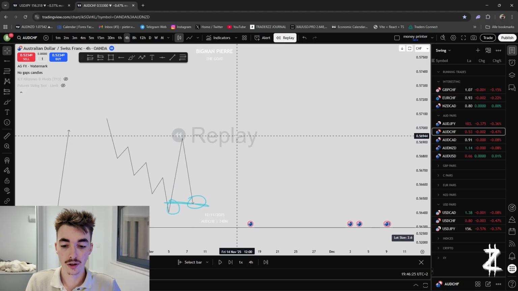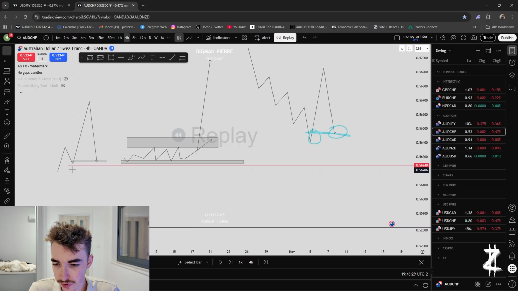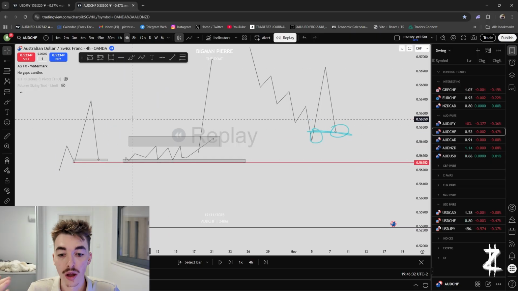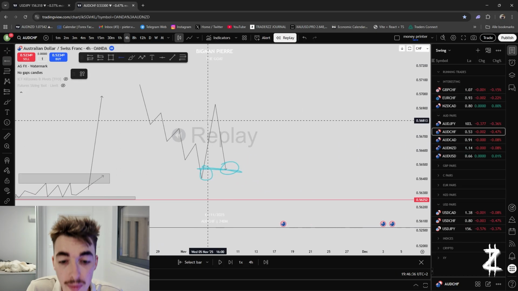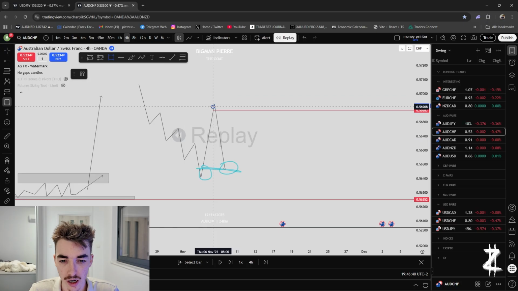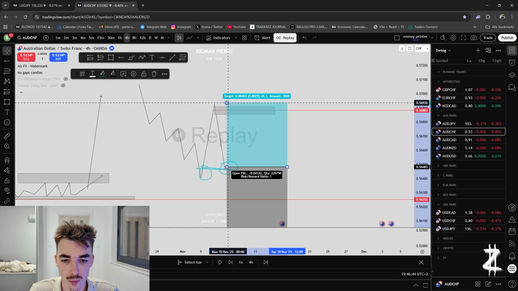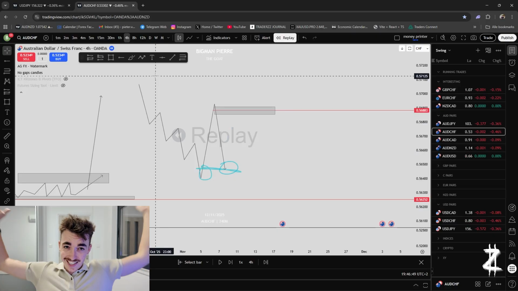Next, stop loss placement below the last 4-hour low. Super easy, below this low. Break even level on a valid 15-minute supply or demand area in the other direction. So in this case, this would create a nice strong supply. This is where I would move my stop loss to break even. Take profit on the next 4-hour high.